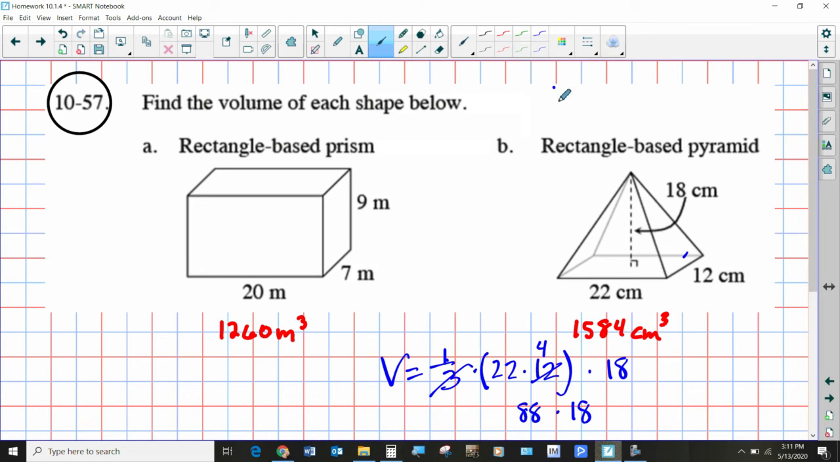Okay, so key here, remembering that when you're dealing with a pyramid or a cone, they are 1/3 the volume of their respective prisms and cylinders. Here is a prism, it's not a pyramid, so this would be the basic formula for finding volume of prisms.